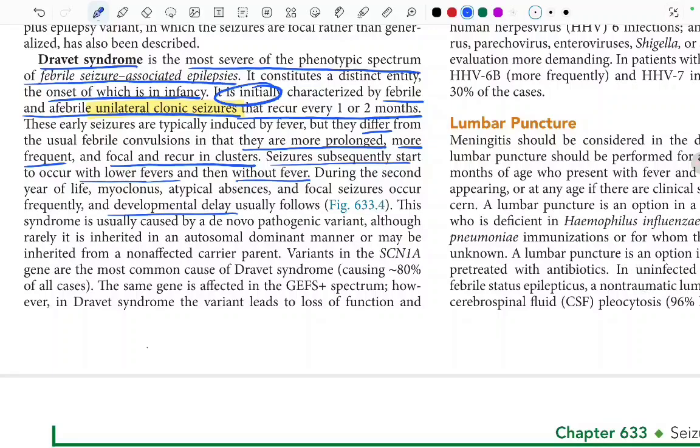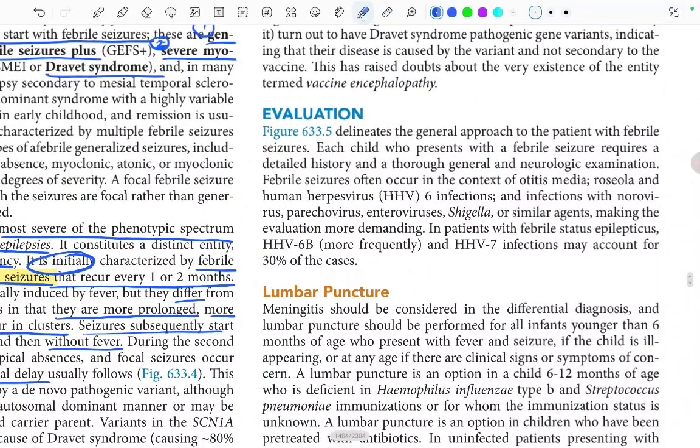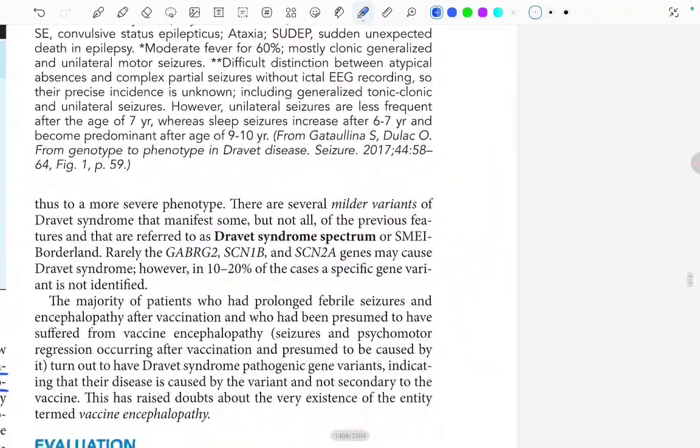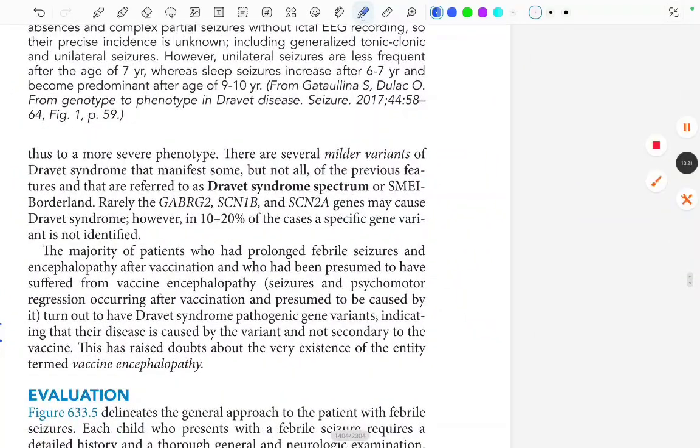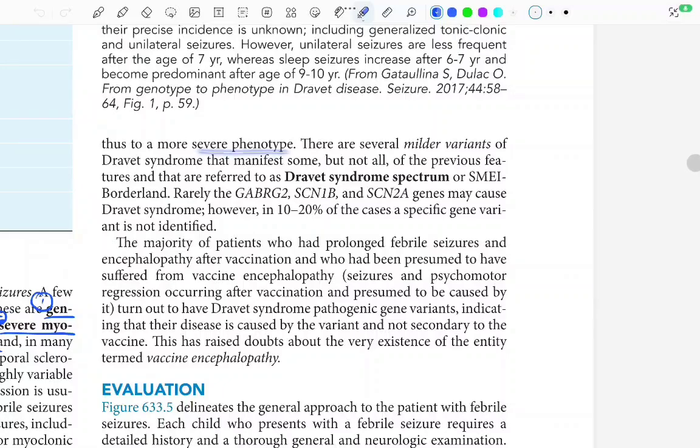This syndrome is usually caused by a de novo pathogenic variant, although rarely it is inherited in an autosomal dominant manner or may be inherited from a non-affected carrier parent. Variants in the SCN1A gene are the most common cause of Dravet syndrome, causing 80% of all the cases. The same gene is affected in the GEFS plus spectrum. However, in Dravet syndrome, the variant leads to loss of function and thus to a more severe phenotype.